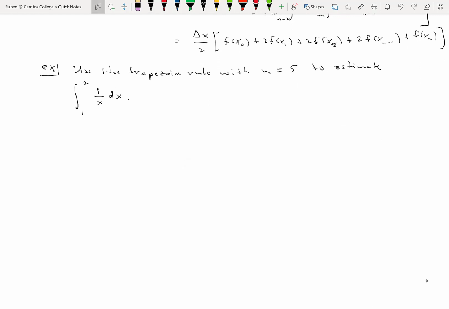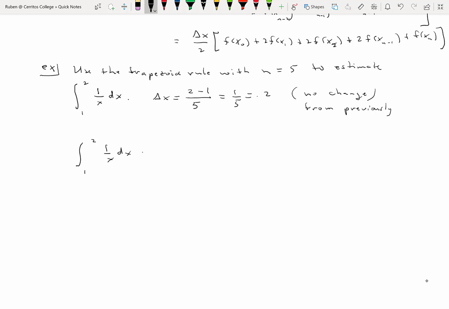Delta x is still the same. Delta x does not change for us. Delta x is always b minus a over n, which is 1/5. Still 0.2. No change here from previous. Okay.